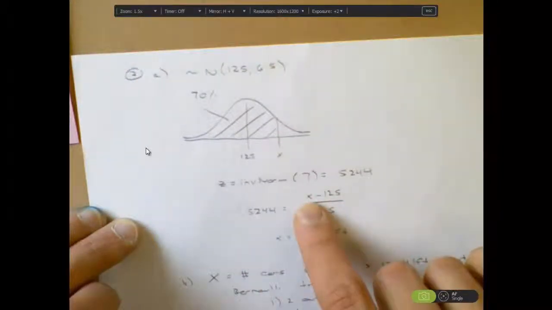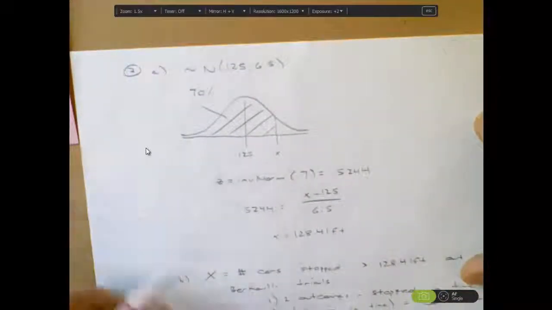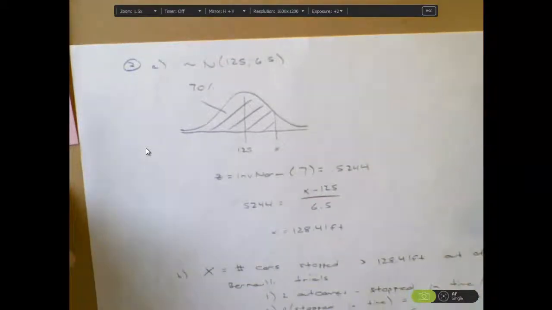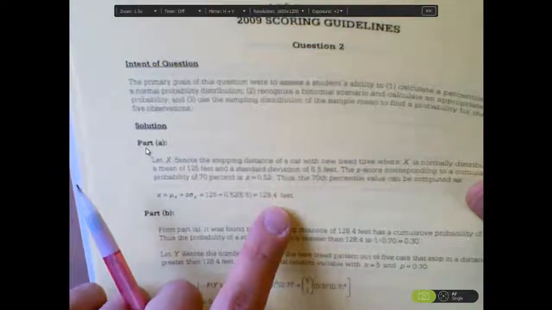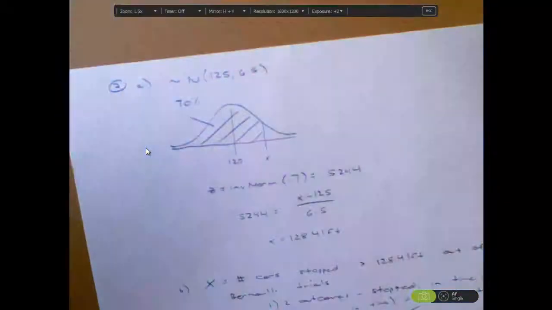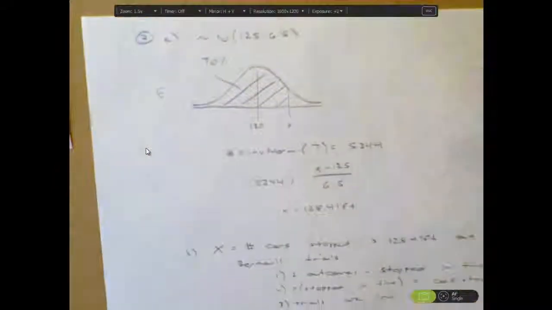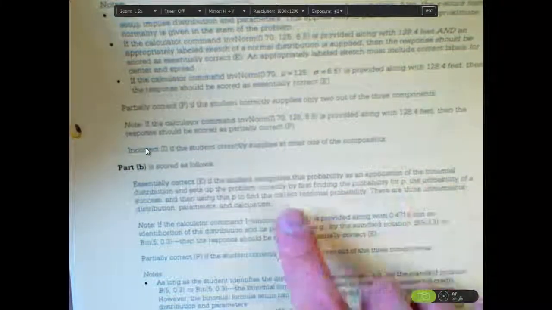Z-score equals stat, which I don't know, minus the mean of 125 over the standard deviation. And just solve that out, 128.41 feet. So that's the correct value. You'll notice they rounded to the nearest tenth, whatever. So I have the distribution, I have the parameters, I have the correct value. That's essentially correct.